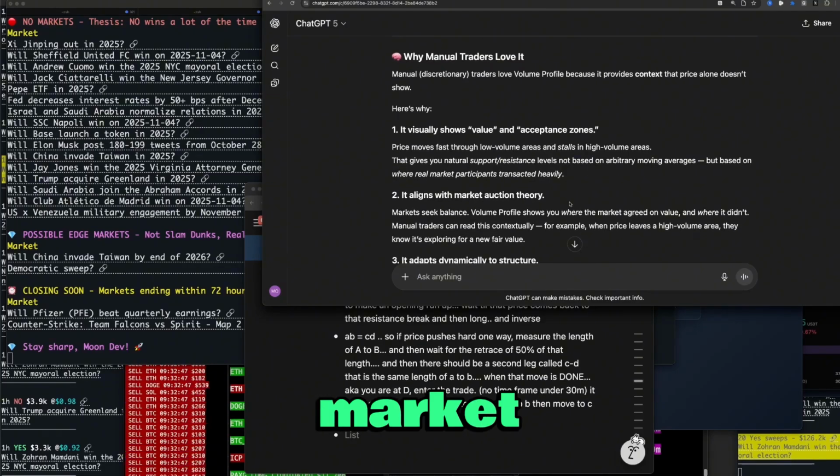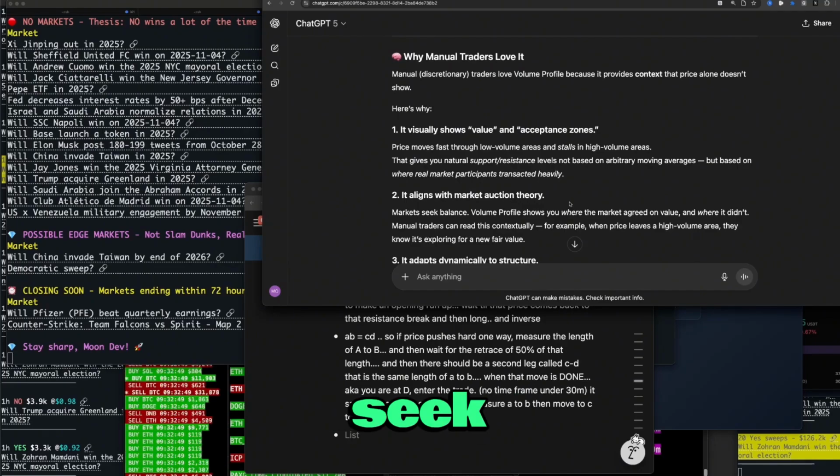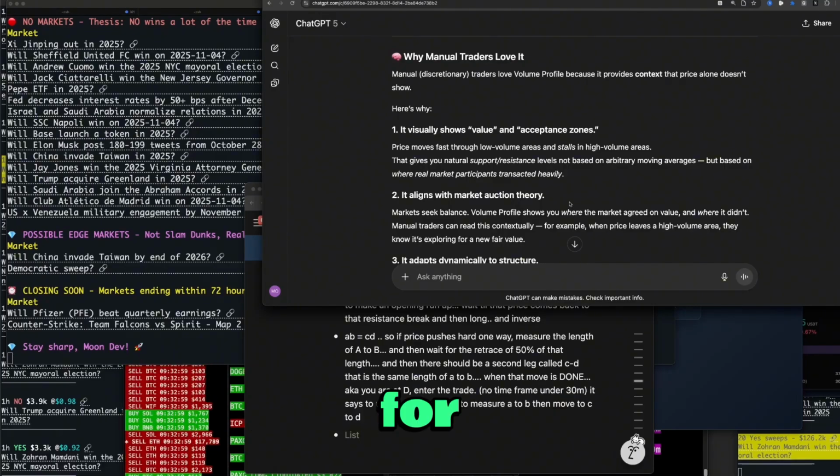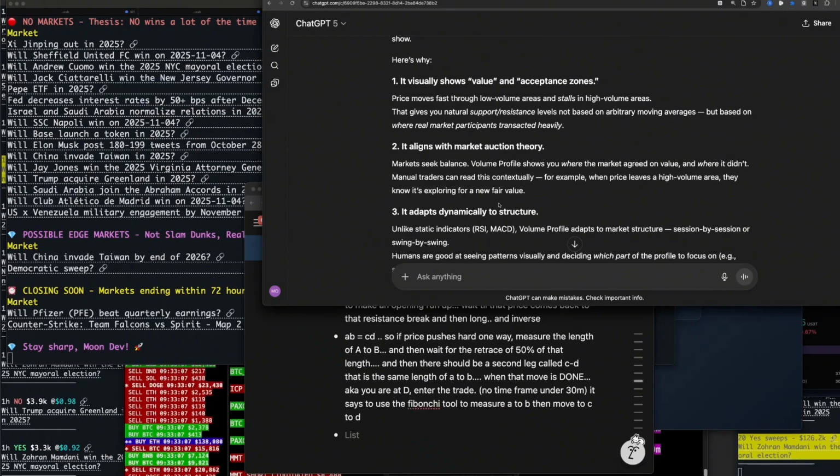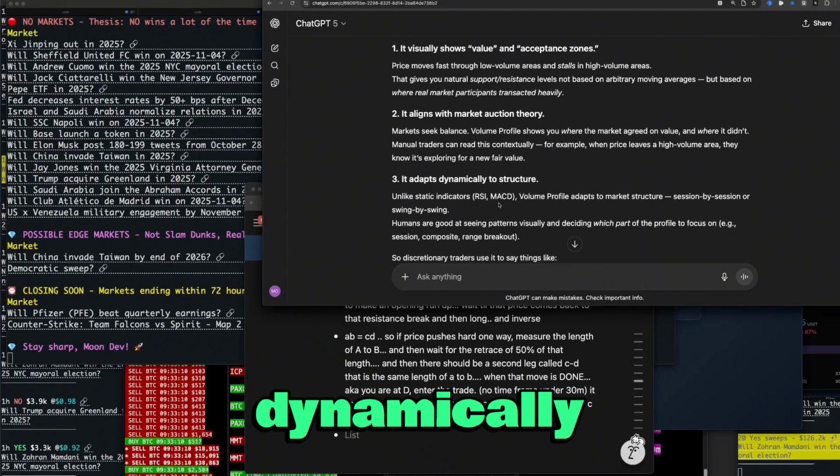It aligns with market auction theory, markets seek balance. Volume profile shows you where the market agreed on value and where it didn't. Manual traders can read this contextually. For example, when price leaves a high volume area, they know it's exploring for a new fair value. It adapts dynamically to structure.